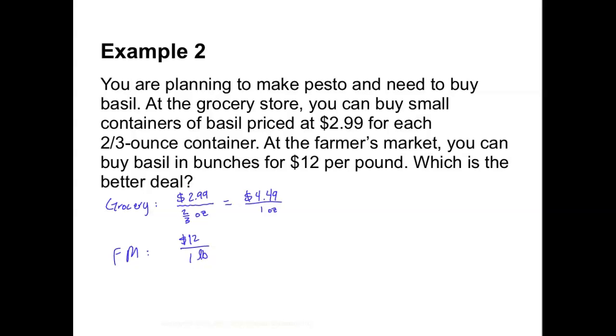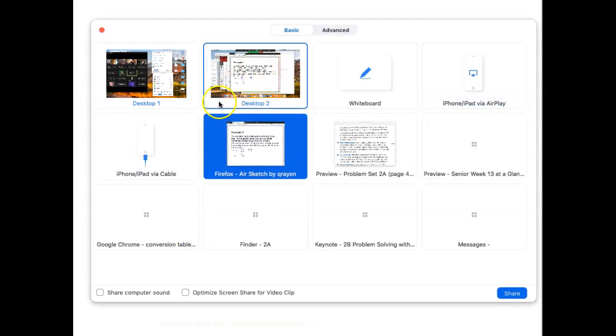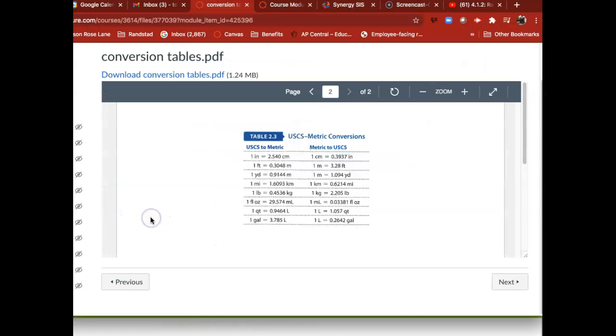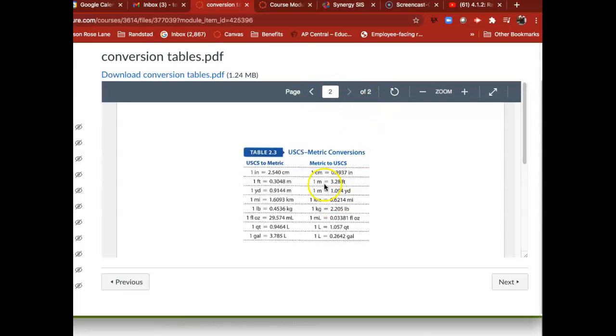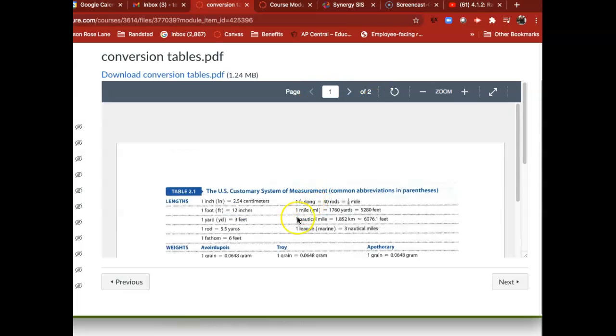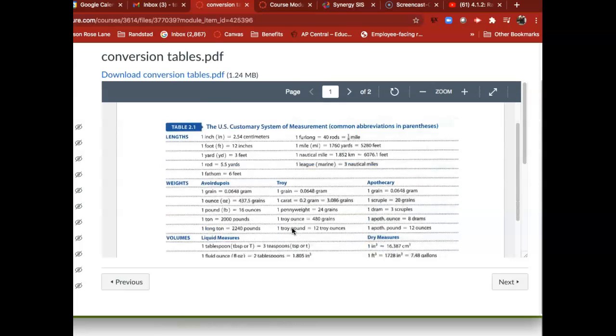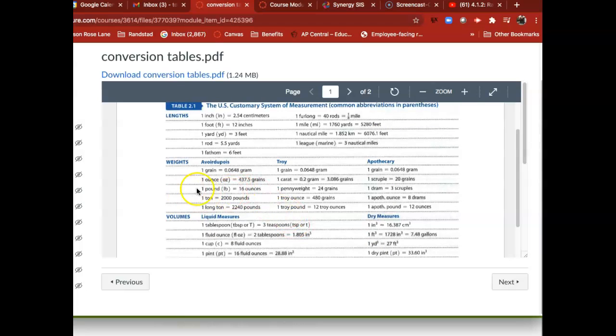All right. So for farmer's market, we need to convert pounds to ounces. So we're going to jump to our conversion chart. So pounds to ounces, those are both US measures. So those are weights. There we go. 1 pound equals 16 ounces. So 1 pound is 16 ounces.